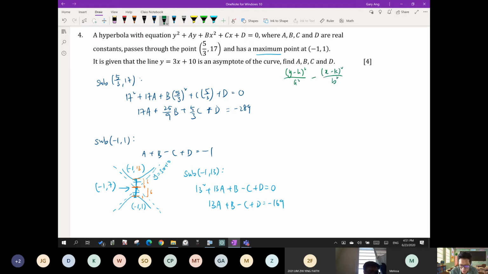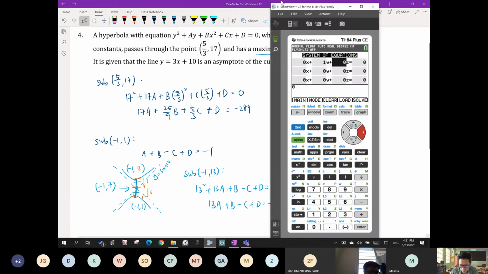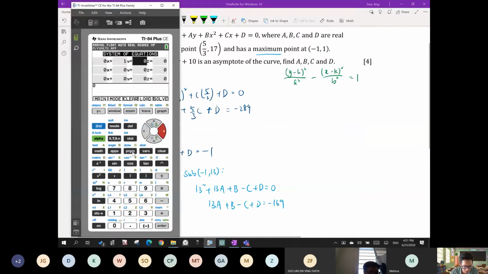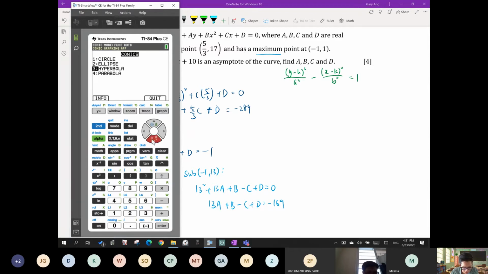Now, you don't really have to memorize this because, believe it or not, your GC actually is helpful for this hyperbola. And the only thing that it is helpful for is to, okay, go to apps, you have this conics, right? And then go to hyperbola, which is number 3, correct? It's actually this screen here. This screen I find the most useful, okay?